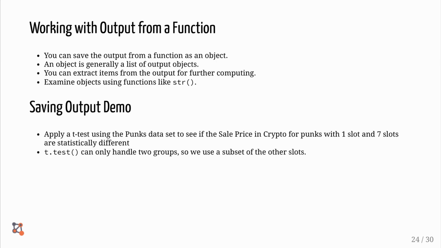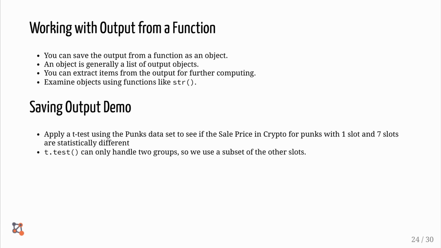The final stage is to look at working with output from a function. You can save the output from a function as an object. An object is generally a list of output objects. You can extract items from the output for further computing. We can examine objects using functions like structure.